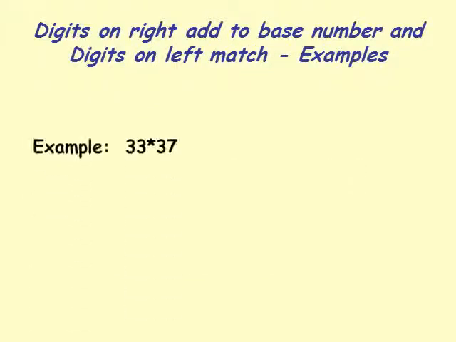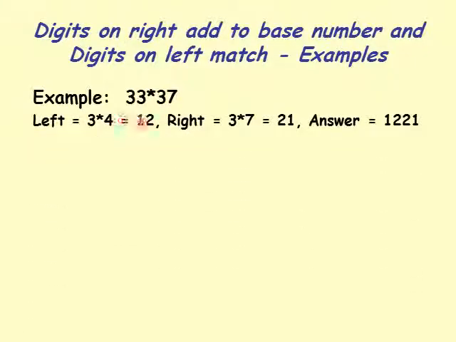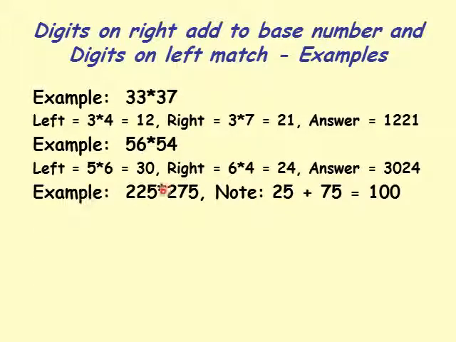Let's do some examples. 33 times 37 is, on the left, 3 times 4 equals 12. On the right, 3 times 7 is 21. Answer is 1221. Okay. Example, 56 times 54. On the left, it's 5 times 6 is 30. On the right, 6 times 4, 24. Answer is 3024.